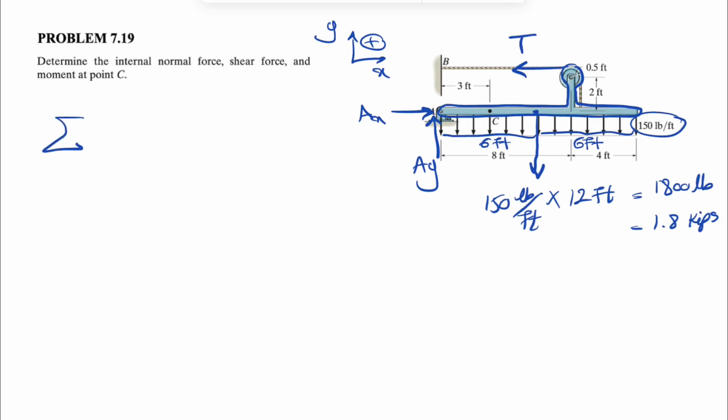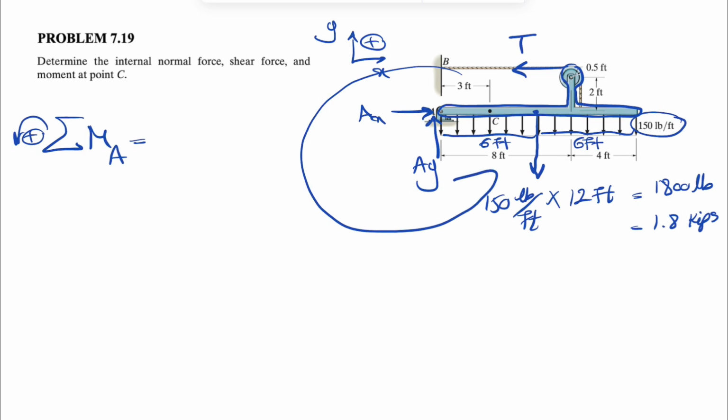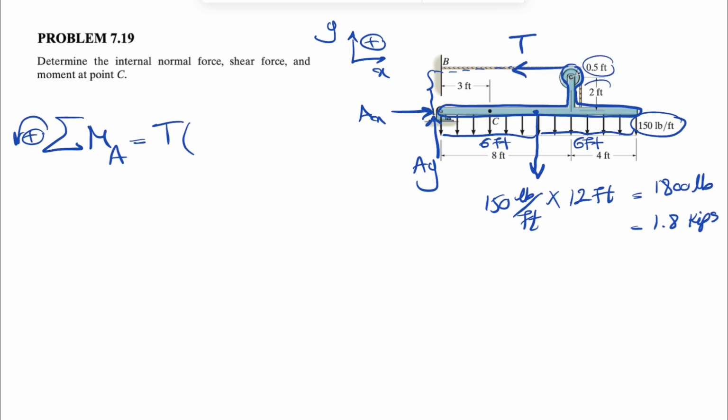We're going to start with our moment equation because if we take the moment about point A, we can get rid of all the unknowns that we have at A, and we should be able to find the tension in the cable, or T. The T is going to make a moment counterclockwise, so it will be positive. So T times the vertical distance to the line of action, which is 2 plus 0.5, these two here, so 2.5.